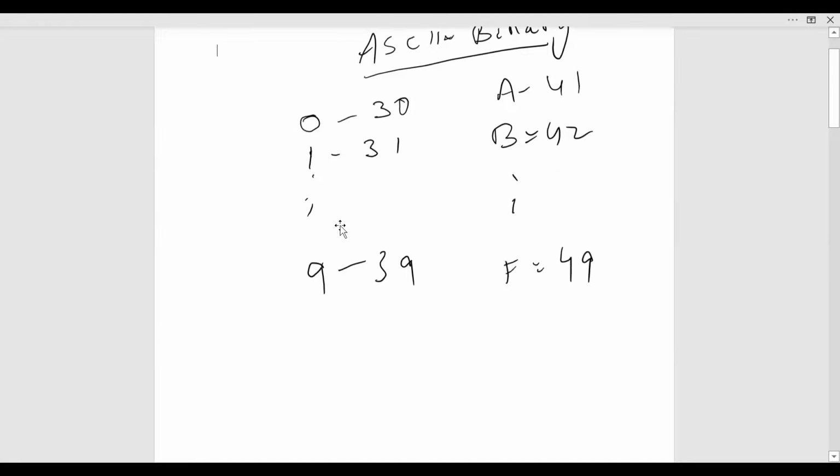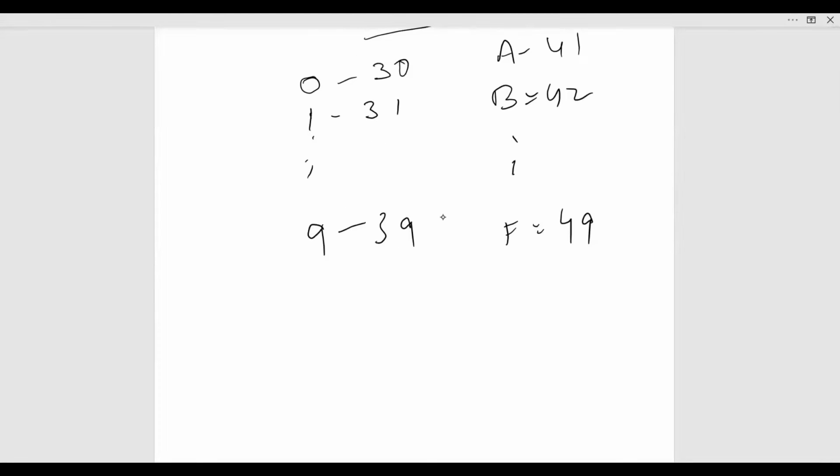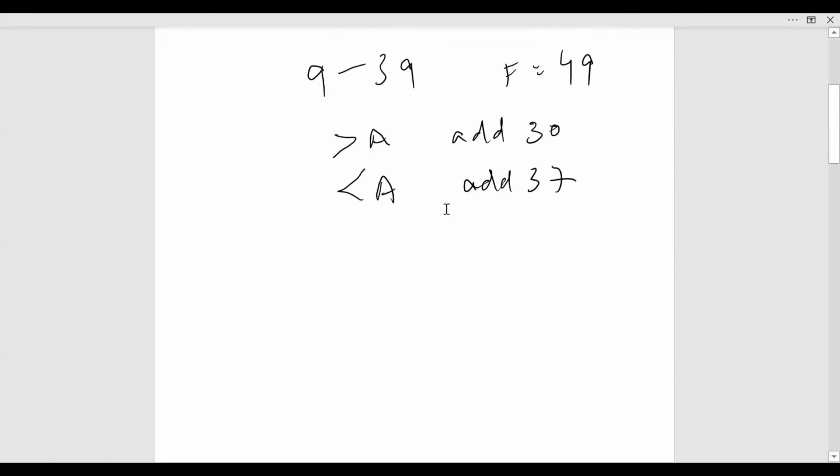To get the ASCII value for any hexadecimal number less than A, that is from 0 to 9, we have to add 30. So 30 plus 0 is 30, 30 plus 1 is 31, and 30 plus 9 is 39. If it is greater than or equal to A, we have to add 37. So 37 plus A will give you 41. I'll show it with an example.